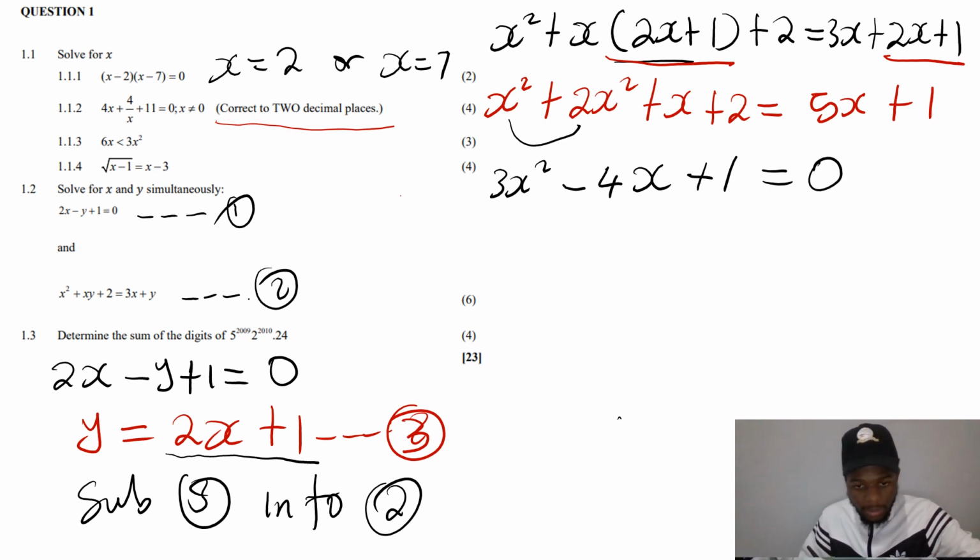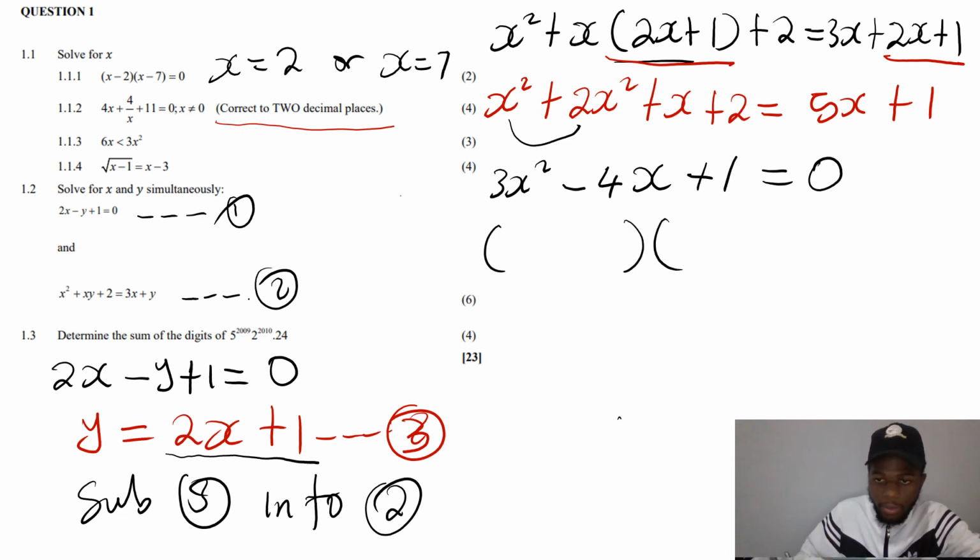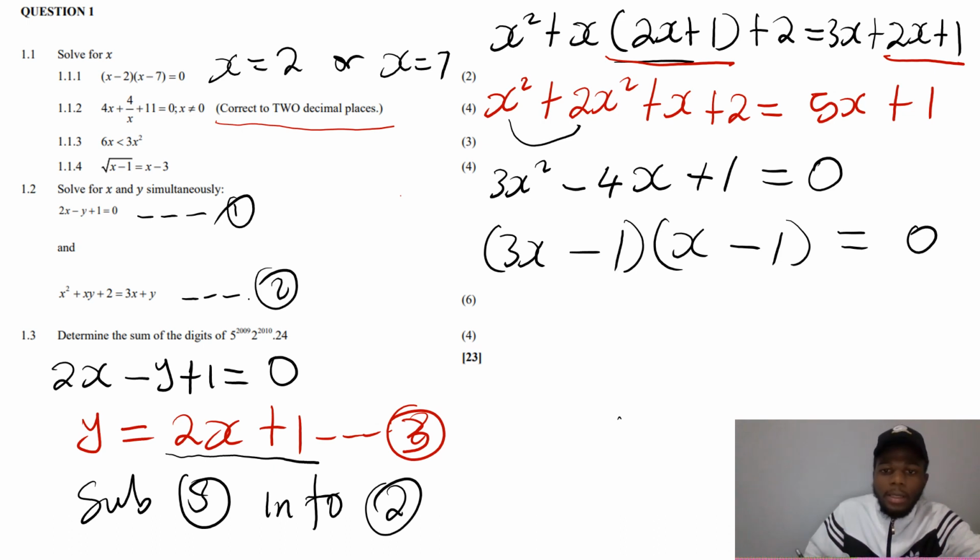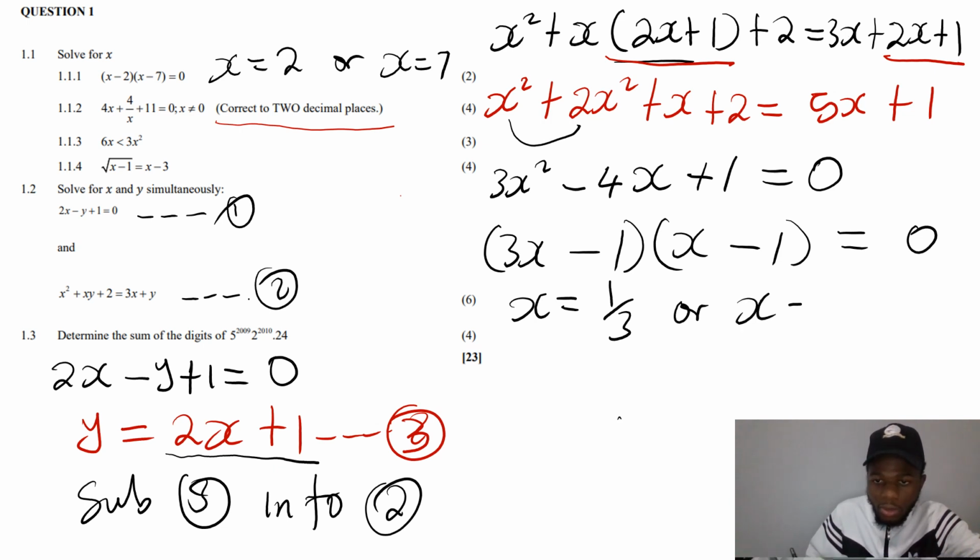Then we need to factorize these things, or we can use the quadratic formula or completing the square. Okay, 3x, and then here we'll be having x, then minus 1, and then minus 1. So our x is going to be 1 over 3, or our x is going to be 1. This is our values of x. Let's see what will be the value of y. We substitute from equation number 3.